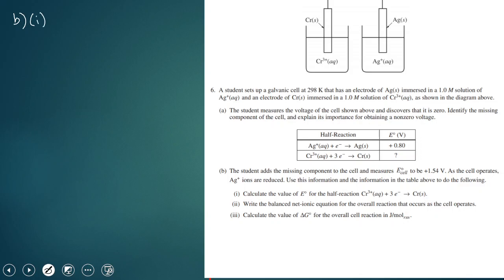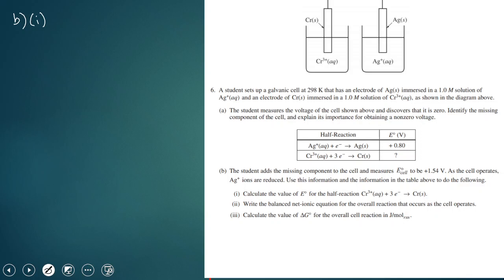So B part I. So now we're given our half reactions. The cell voltage, once the missing component is added, is 1.54 volts. The silver ions are reduced. Use this information and the information in the table to calculate the value of E, our cell potential. For the half reaction, chromium gets oxidized. Oh, sorry, it's the reduction half reaction. Half reactions are always written in the reduction form. So chromium is getting oxidized, but the half reaction is the reduction of chromium.